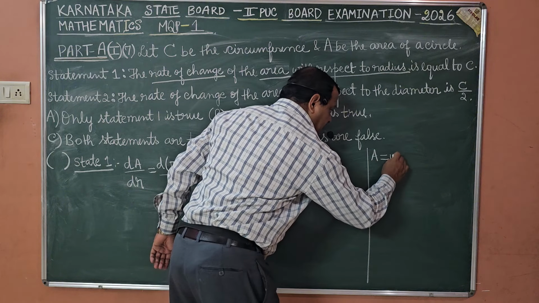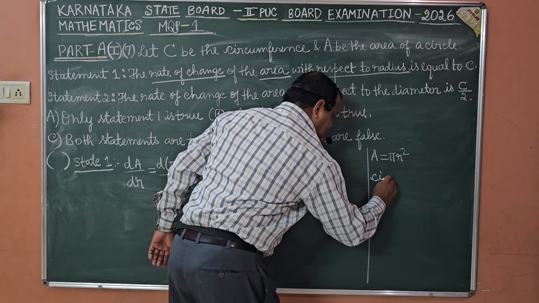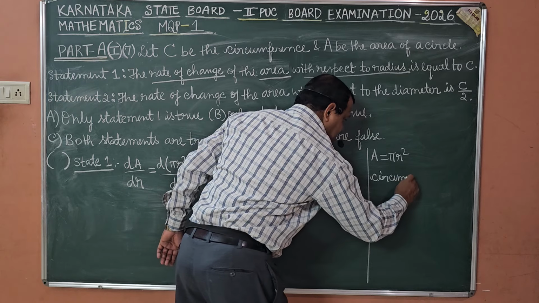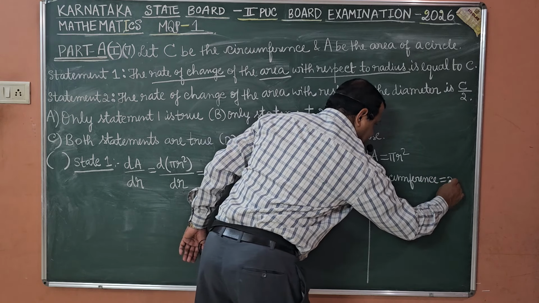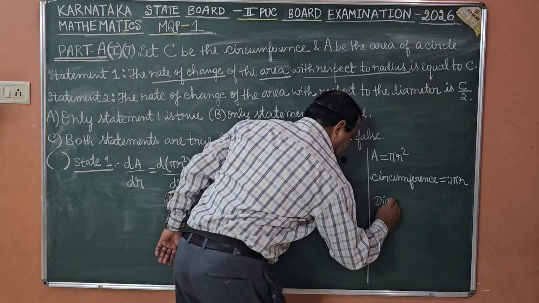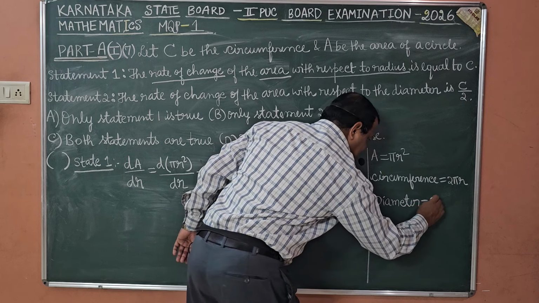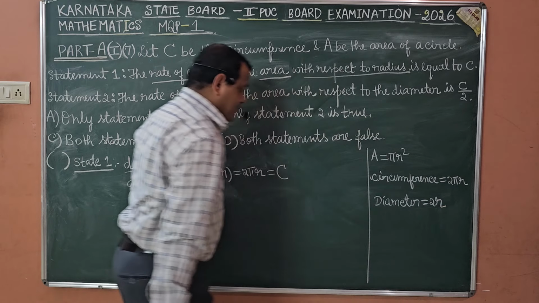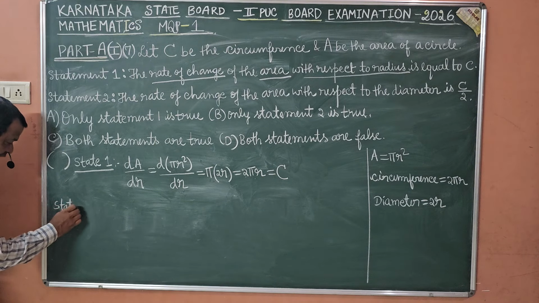Again, for your kind information, I write in the rough work side. Area of circle: pi r square, and circumference of circle: 2 pi r. The diameter of circle, which I need in statement 2, is 2r, 2 times radius. Thus I go to statement 2 now.